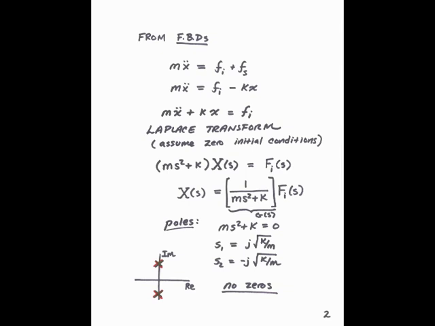Now we can Laplace transform this differential equation, and I'll assume zero initial conditions for this, so that I can find the transfer function. Laplace transforming gives me the term ms squared plus k multiplied by X of s equals F sub i of s. Dividing through by ms squared plus k gives me X of s equals 1 over ms squared plus k times F sub i of s. And 1 over ms squared plus k then is the transfer function between the input F sub i and the output x. I'll label this transfer function G of s.